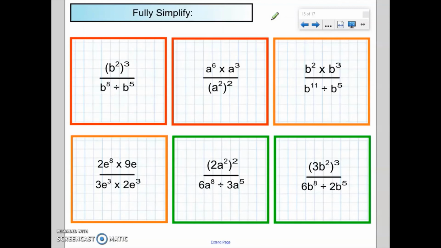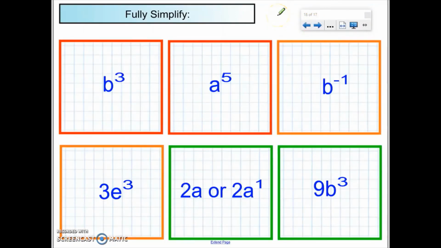Okay, welcome back. I'll just go ahead and show you my solutions. So here are my fully simplified answers. Just a little reminder here that when you do not have an indice, we assume that the index number is 1. Very well done if you were able to find all 6 correct answers here.